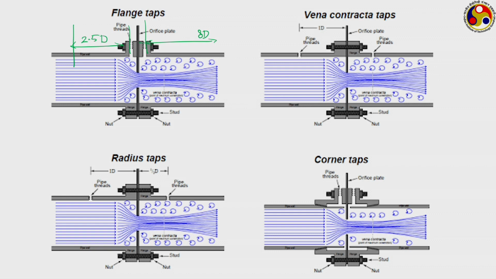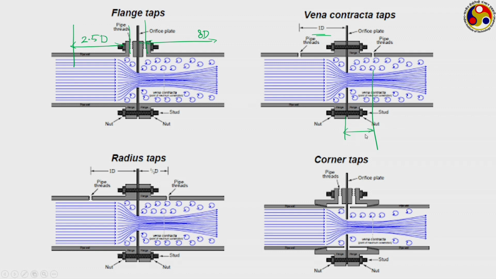Then we have the vena contracta tapping, as it is shown here. It is 1D on this side, but the location of vena contracta being unknown, it is generally given a particular fixed location that is generally decided.